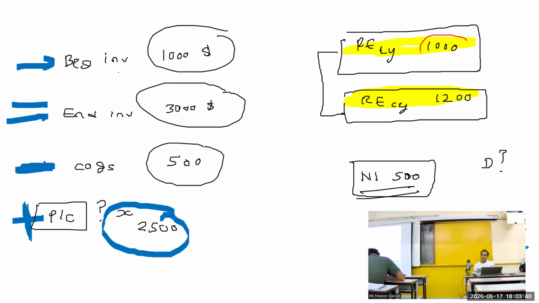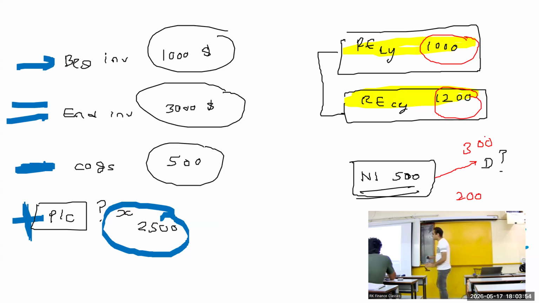Okay, so retained earnings has increased by 200. That means out of 500, 200 is getting retained, and hence the remaining 300 was the dividend. Okay, take a note of this. The retained earnings has increased by 200, indicating that out of 500 net income, 200 has been retained.